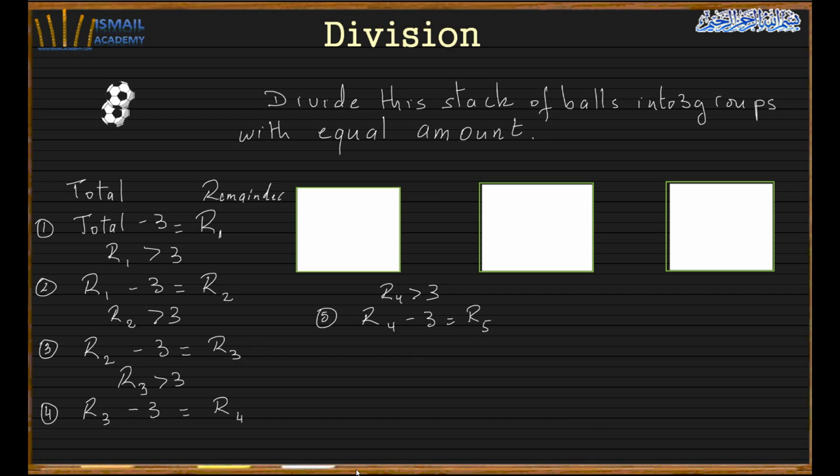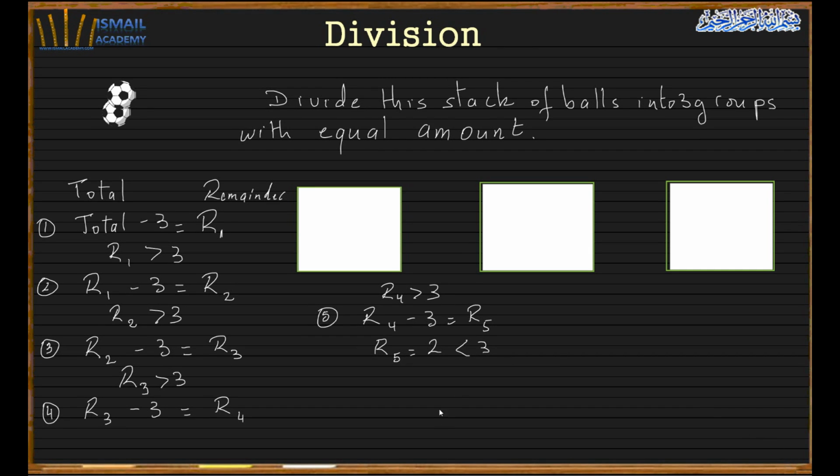Now I check if my fifth remainder is greater than 3. My fifth remainder is equal to 2, and this is less than 3. So here I stop. I don't put any balls in the boxes, because if I put any ball in, I will have one box which is not equal in amount to the other two. So I will stop here and do nothing.